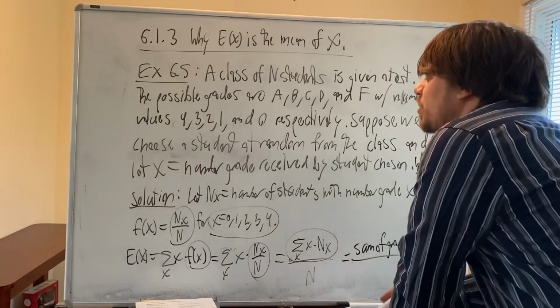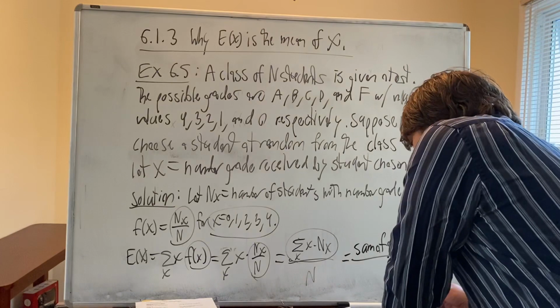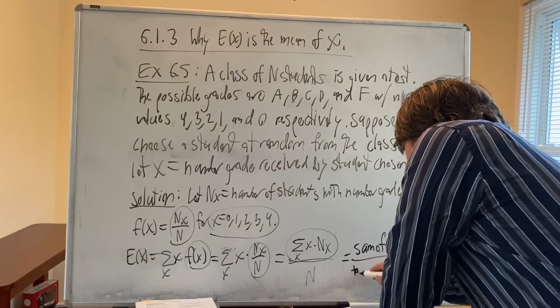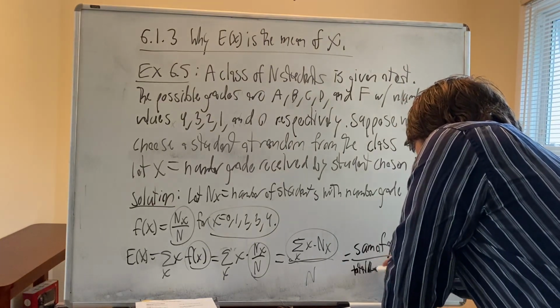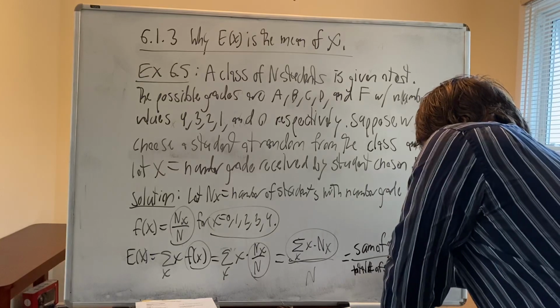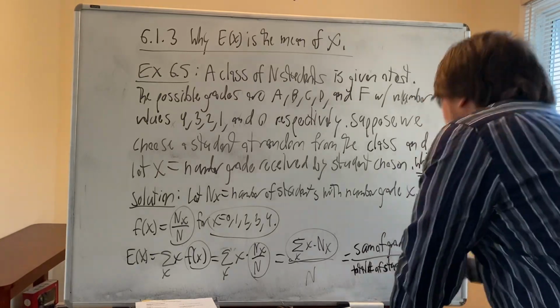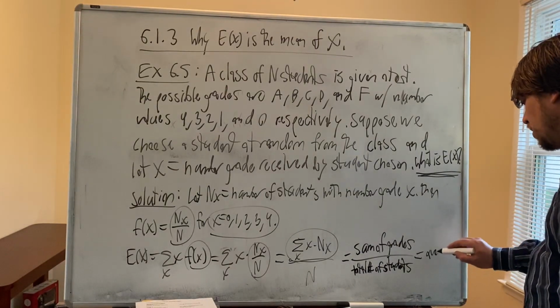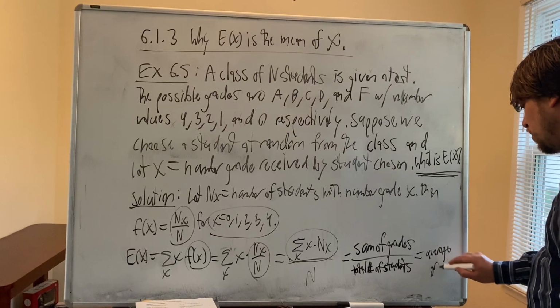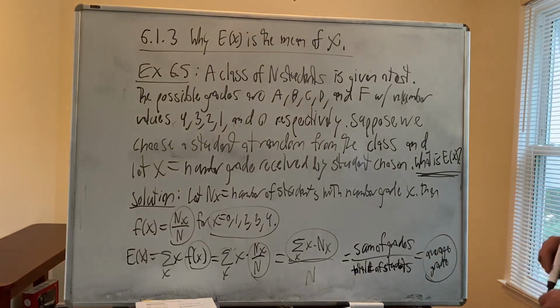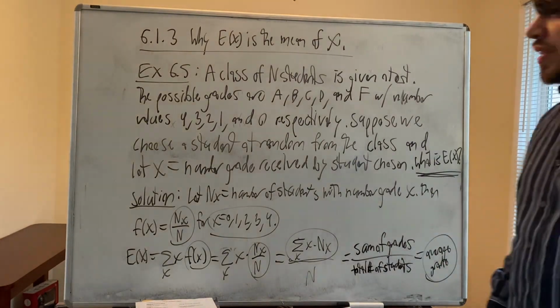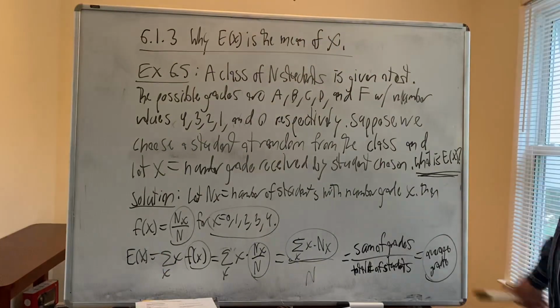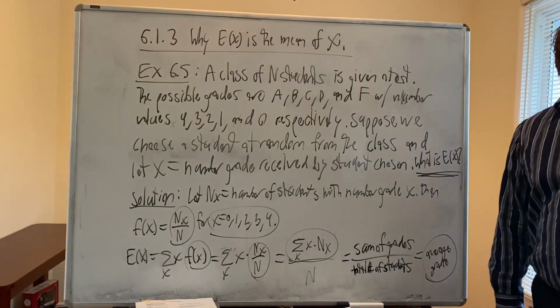This is the sum of the grades divided by the total number of students. If you take the sum of the grades of the students in the class and divide it by the total number of students, you get the average grade. Okay, so that's the average grade. So here in this example, capital E of x is equal to the average grade a student gets in the class.